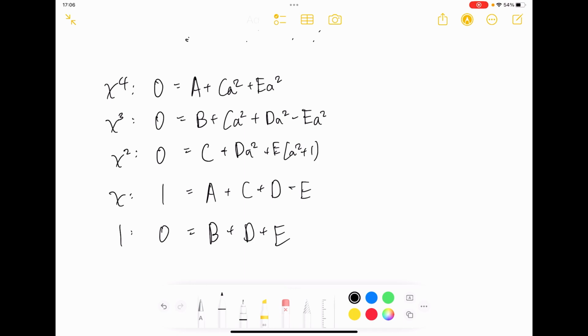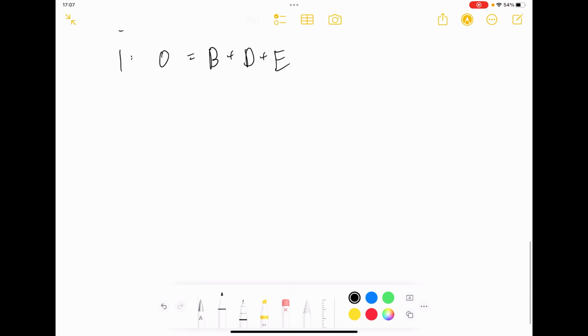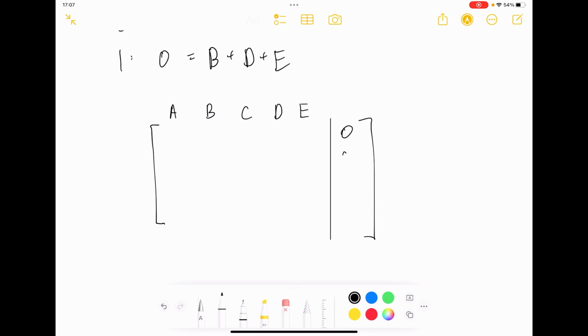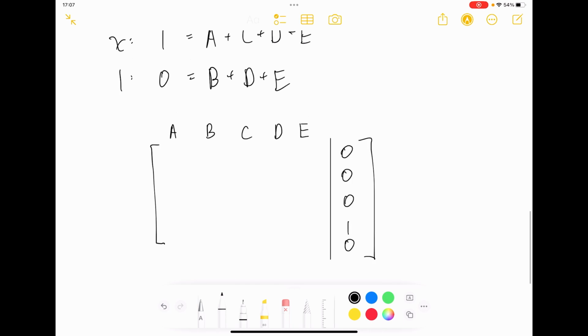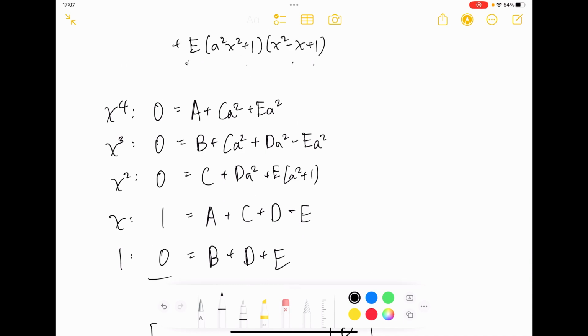So anyways, we are going to have to solve this system of equations, and we're going to do that by using an augmented matrix, because no one wants to solve a normal equation by hand. So the columns are going to be the coefficients of a, b, c, d, e. The augmented bit is going to be 0, 0, 0, 1, 0, the left part. And let's just write the coefficients in.